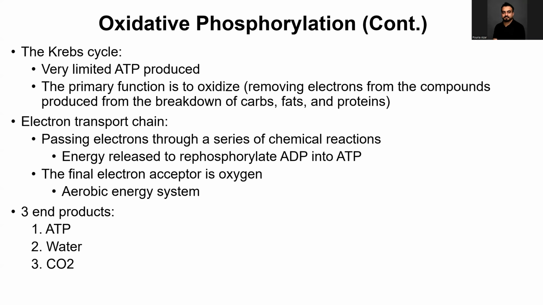We get three end products from oxidative phosphorylation: ATP, water, and carbon dioxide or CO2. That's why when we exhale or when we breathe out, we breathe out CO2 or carbon dioxide. This carbon dioxide is produced from oxidative phosphorylation. We also get water molecules from oxidative phosphorylation and ATP. These are the three end products of oxidative phosphorylation.